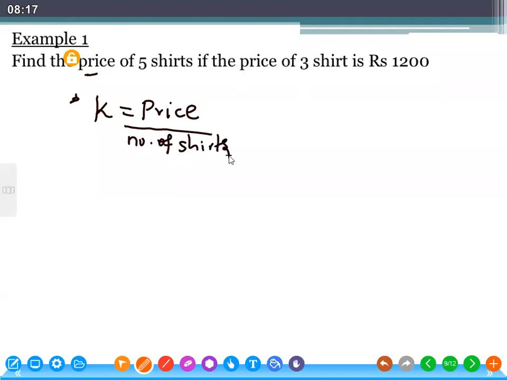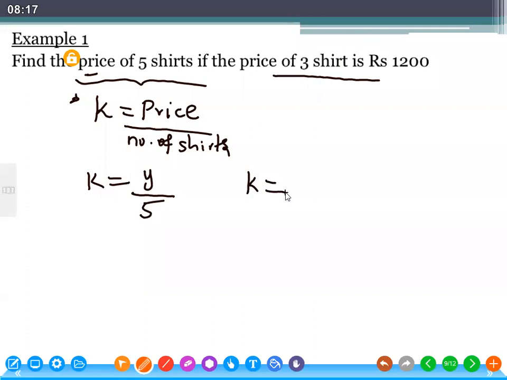You can get the value for k in 2 ways. According to this one, k is equal to the price, which you have to find. So it's the unknown one, y, over the number of shirts, which is 5. Another way, you can write k is equal to 1,200. The price is 1,200, and the number of shirts is 3. K is the constant value, so we can equate this k. I can simplify this one also. This is equal to 400.